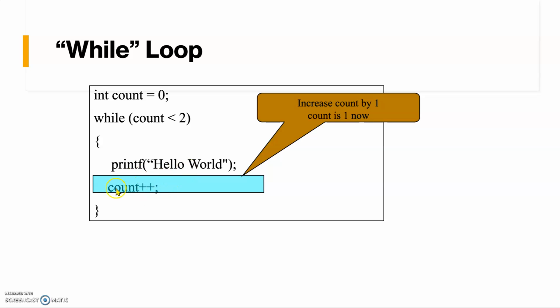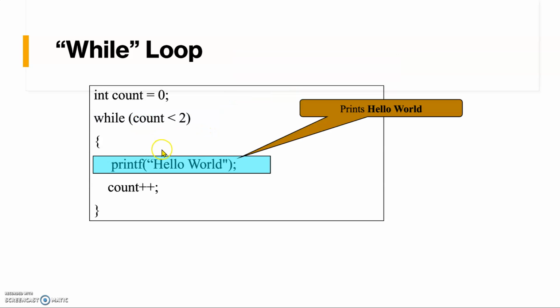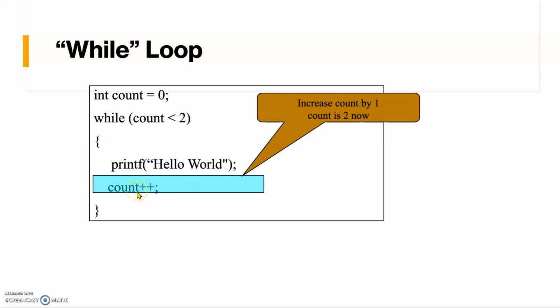After that the count will be incremented. Now our count value will be 1. After evaluating this count value, it will again go back to the condition checking. 1 is less than 2, which is true, so it will go back into this block of statements, and you will get the second line of output as hello world, and the count value is incremented, which is 2 now.